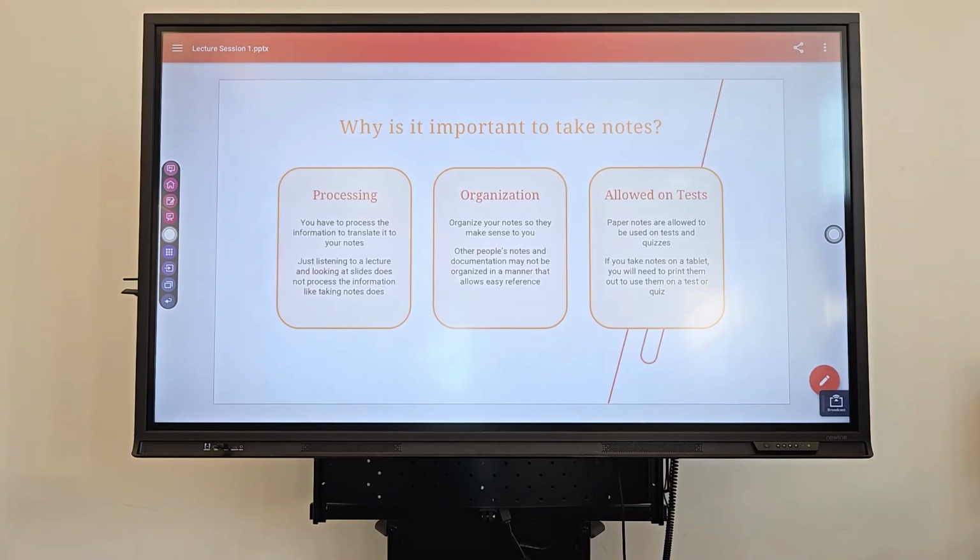And again, they are allowed on tests. Paper notes are allowed. If you take notes on a tablet or a laptop, make sure you print them out before the quiz or test. I typically give 1 or 2 class sessions at least notice before a quiz or a test. So you have plenty of time to print out computerized notes before the time of the test.